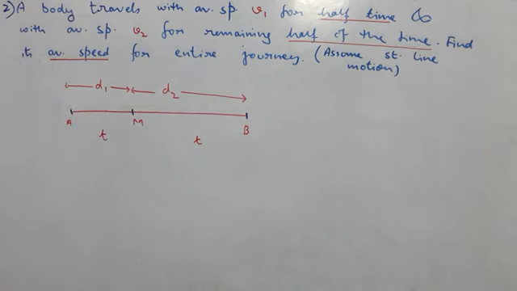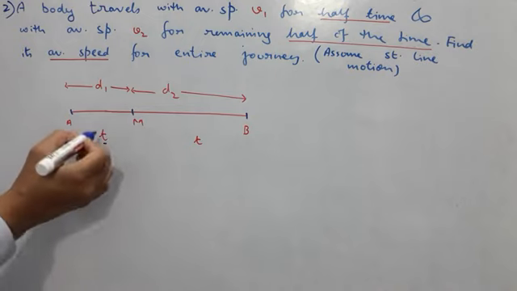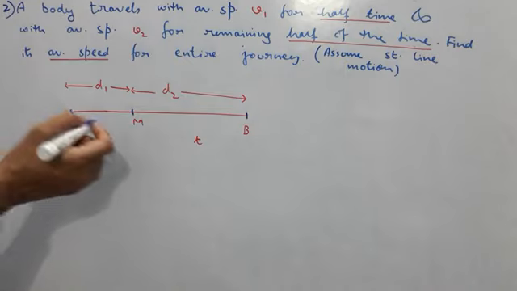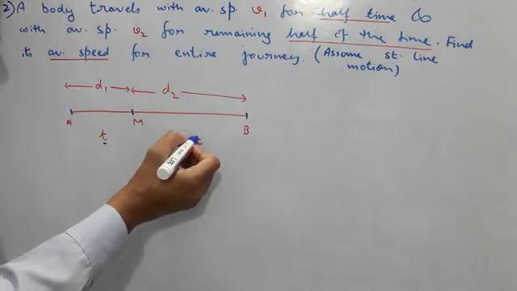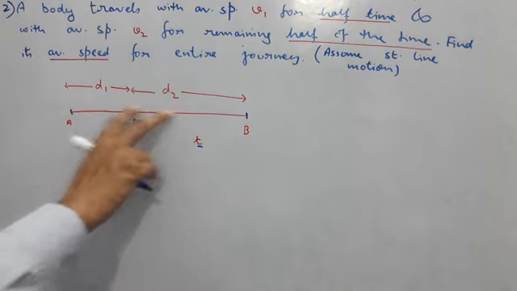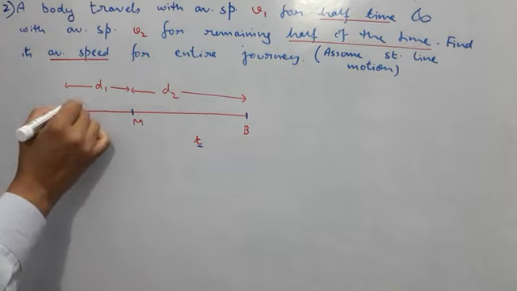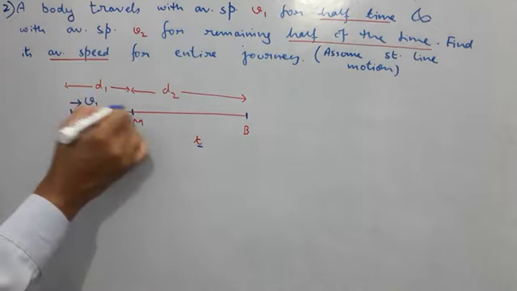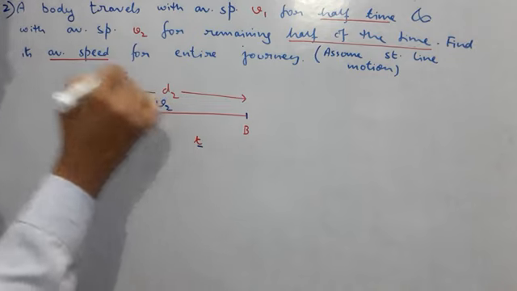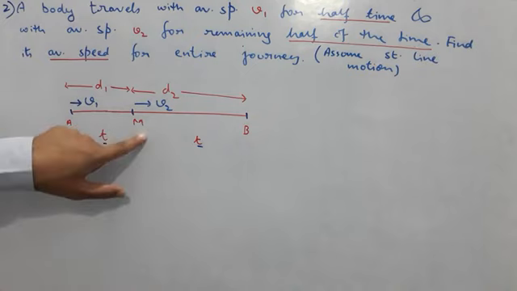What this question says is, it travels for some time, say t. After time t, it is at some point M. And then from M to B also the time spent is the same, that is t. But these distances are not the same because the average speeds were different. From A to M it travels with average speed v1, and from M to B it travels with average speed v2. So I take the distance from A to M as d1, M to B as d2.